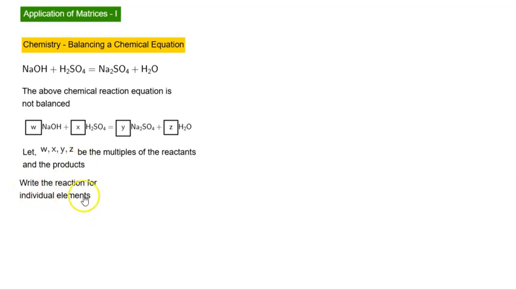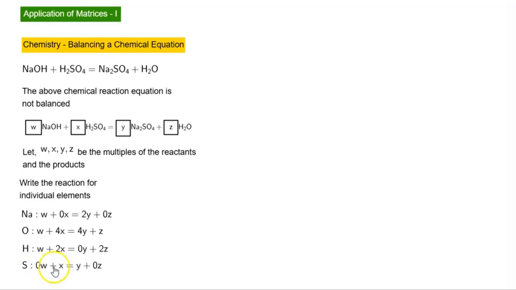Now, the first step is to write the reaction for individual elements. So for sodium, we have W number of sodium atoms plus there are no sodium atoms here. So 0x is equal to 2y plus 0z. And similarly for the rest of the elements. Now simplifying this, we get W minus 2y is equal to 0.